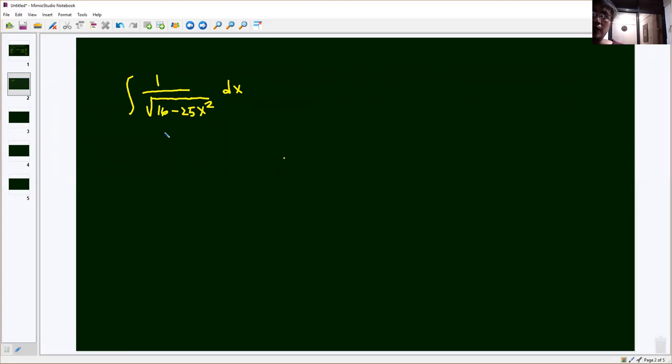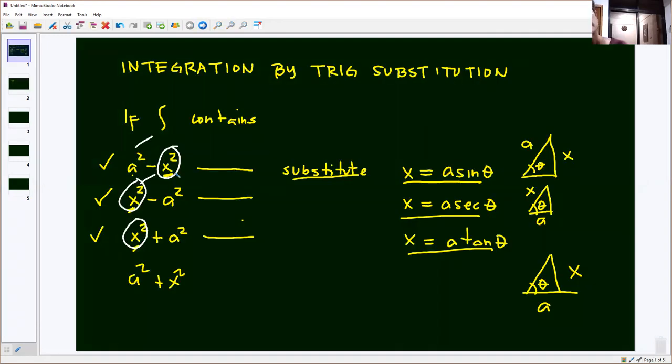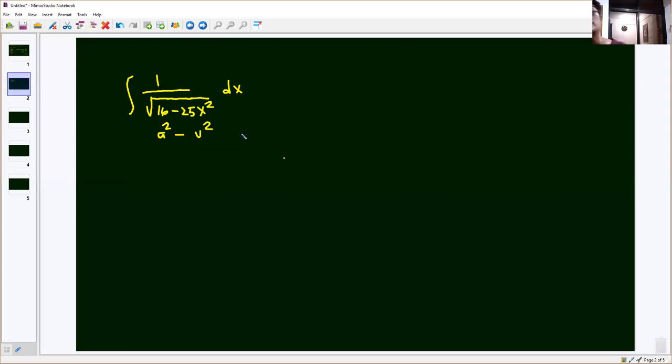So, a squared minus x squared, o minus u squared. Kasi x squared lang inilagay ko dyan. Pag ginawa mong u yan, u squared, u. Now, kapag ganyan, yung ano natin ay a sine. So, a must be 4. Sulat na natin a sine theta.